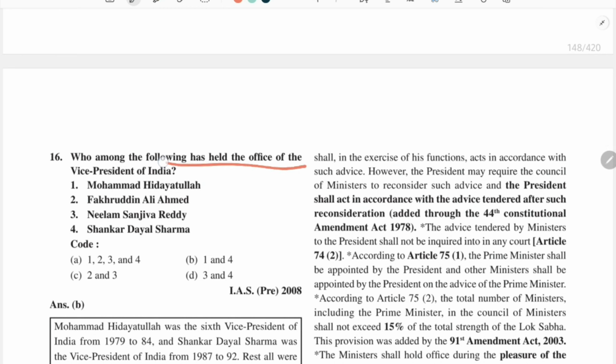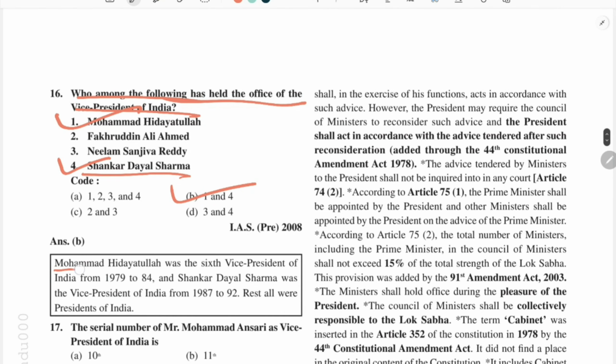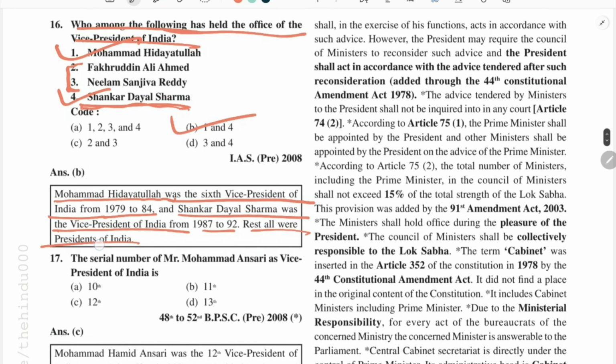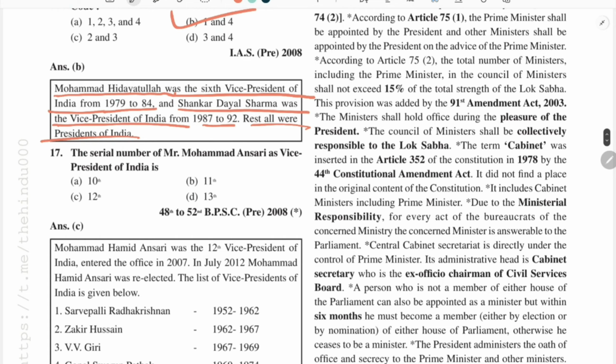Which of the following has held the office of vice president of India? So the answer here is B, 1 and 4. Shankar Dayal Sharma. Muhammad Hidayatullah was the 6th vice president of India from this to this, and Shankar Dayal Sharma was vice president of India from this to this. The rest all were president of India. So it is asked, who among the following has held the office of vice president? So these both are vice president. That is a very static question.